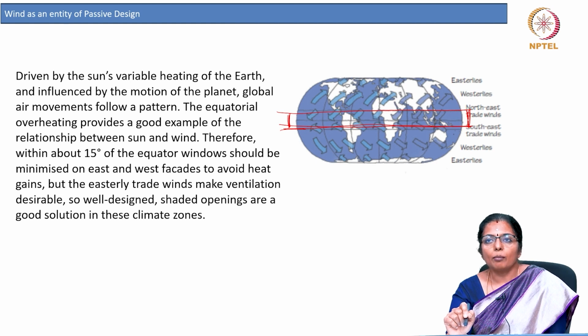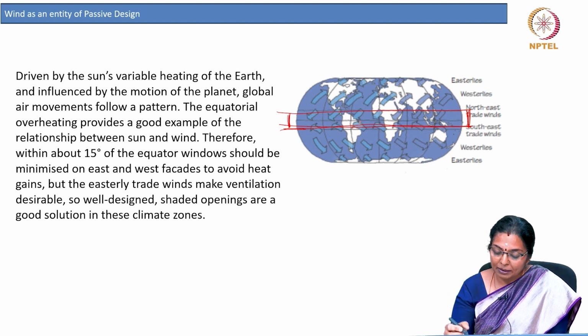Therefore, within about 15 degrees of the equator, windows should be minimized on east and west facades to avoid heat gains. But the easterly trade winds make ventilation desirable. So, you should have well designed shaded openings, and that will be a better solution in these climate zones.